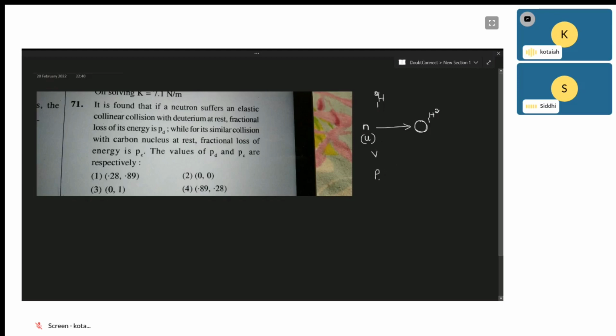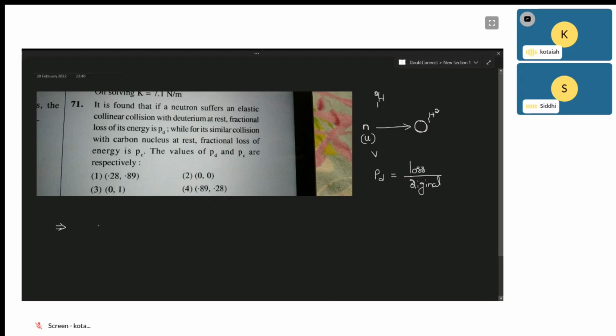So that means PD is equal to fractional loss, and fractional loss means loss by original value. This is the meaning. Fractional loss means how much amount of kinetic energy you lost with respect to the original value. If they don't mention fractional, loss of its energy means just initial kinetic energy minus final kinetic energy. That's it. Fractional means you have to compare with the original value. So that's why loss by original.